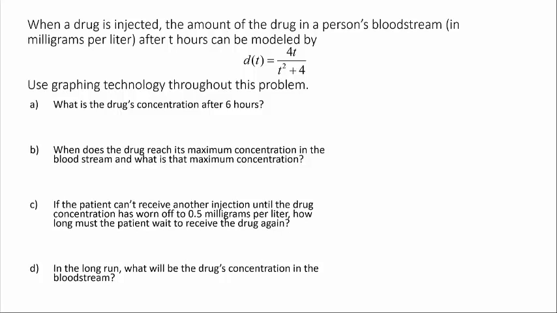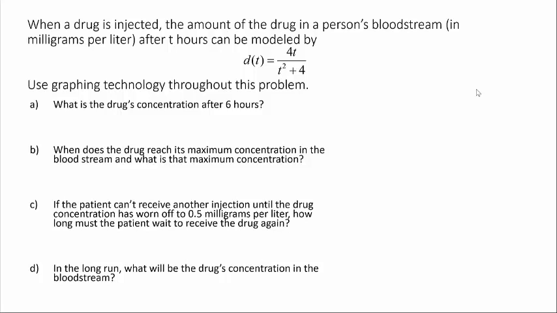In this video, we're going to look at an application of a rational function, and we're going to graph that rational function using technology and answer some questions about the function given its graph. So here's the setup. When a drug is injected, the amount of the drug in a person's bloodstream in milligrams per liter after t hours can be modeled by d of t equal to 4t divided by t squared plus 4. We're going to use graphing technology throughout this problem.